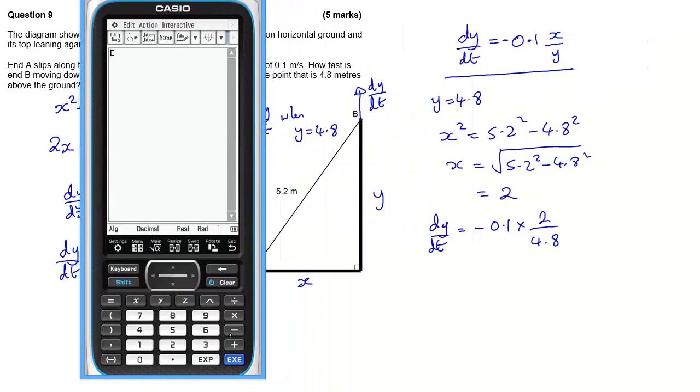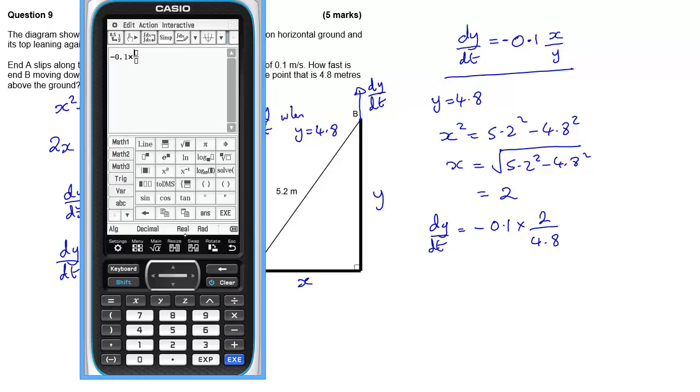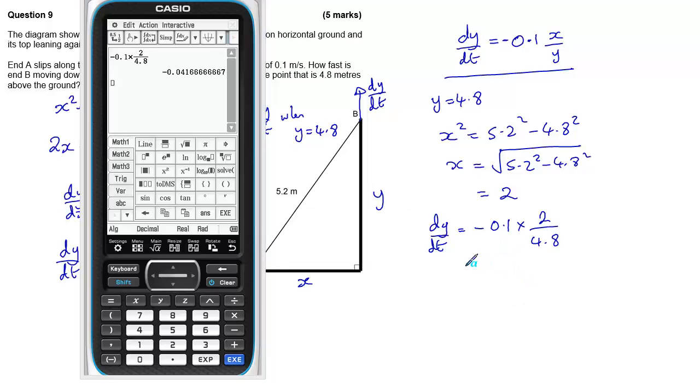So we have negative 0.1. No, I have to use the other negative because otherwise it gives me my last answer, so it's that negative 0.1 multiplied by 2 over 4.8, and that's negative 0.0416. I've got a second point in there, can't do that. So 0.0416 recurring meters per second.